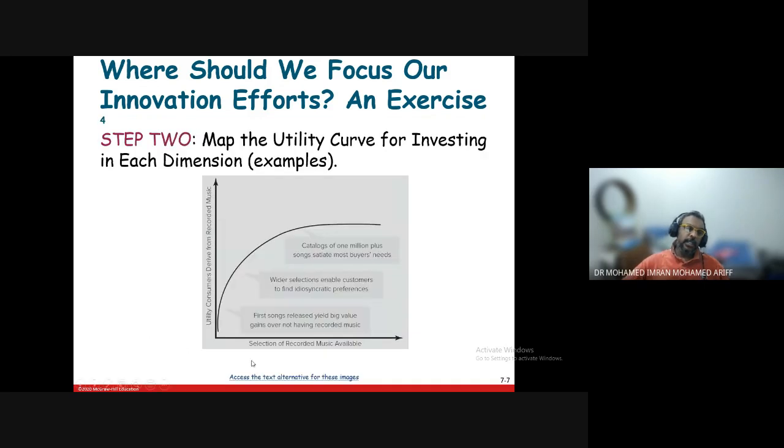Okay, utility curve is about dua produk. So dalam example ini, I give you music and customer. Okay, bukan dua produk. Is satu produk, okay, recorded music available and their customers. So what do customers want sebenarnya?